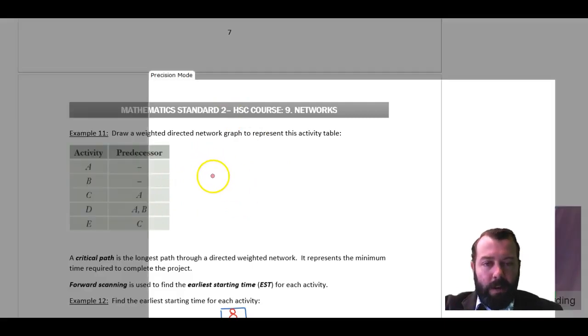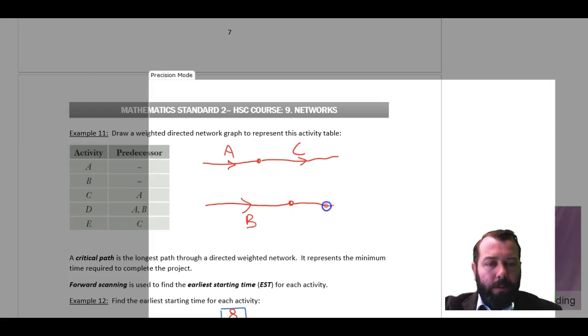Now I can see that both A and B have no predecessors. A and B. I should put these little things in. A and B. Now, C. Right, C has a predecessor of A. So C can go here. But D has a predecessor of B. Right, that's good. D, but also of A.